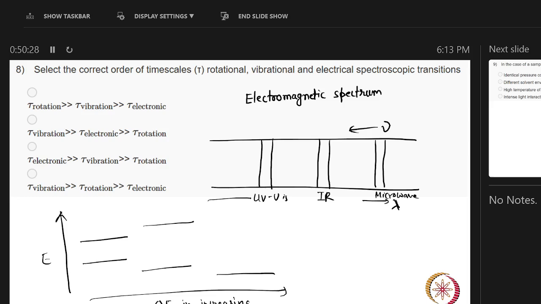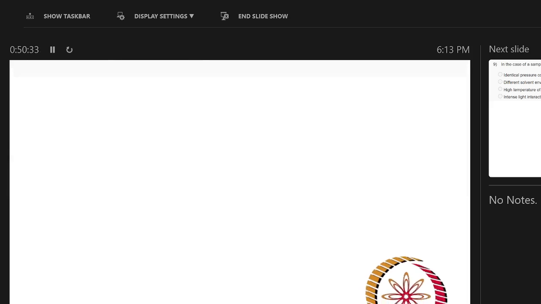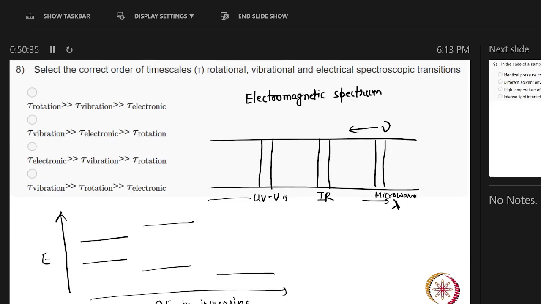So that's why for rotation we need microwave, and vibration comes under IR, and here electronic transitions. Okay. This is your gap.